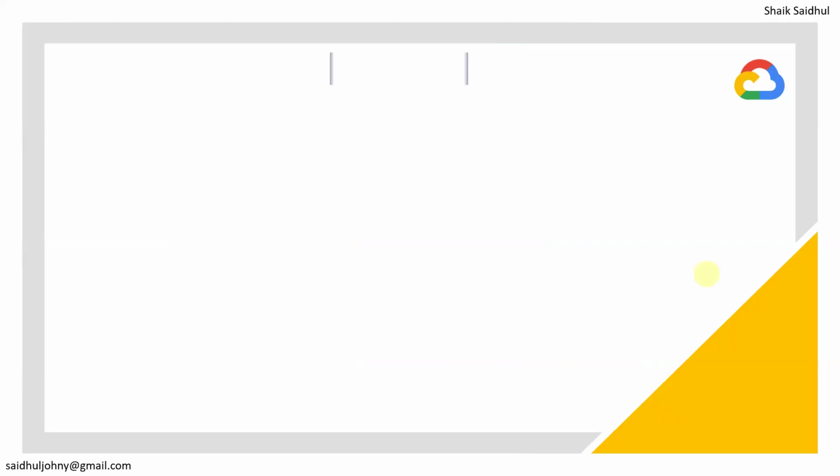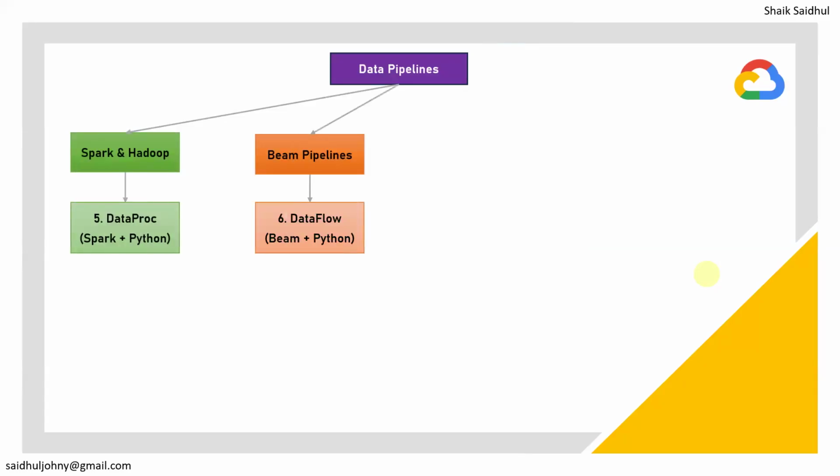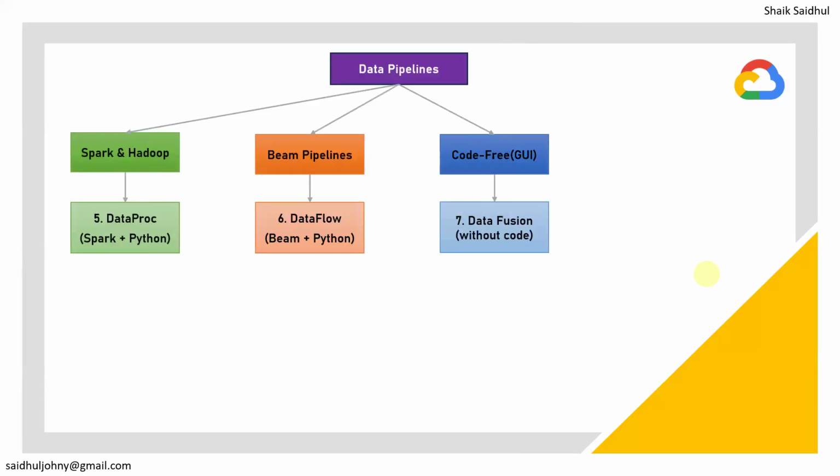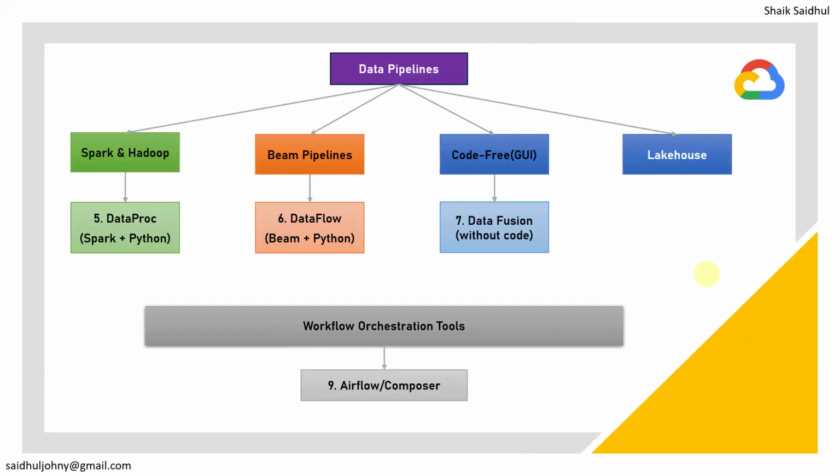Next, for data pipeline creation, we have multiple services, like Spark and Hadoop. If you want to use them, there's Dataproc. For Beam pipelines, there's Dataflow, and for code-free pipelines, there's Data Fusion. For workflow orchestration, we have Airflow or Composer, and recently we have added Lakehouse architecture, that is Databricks. Databricks is also included in the course, guys. So here again: one, two, three, four, five. Totally five.